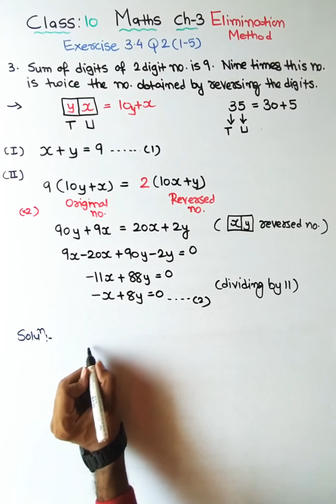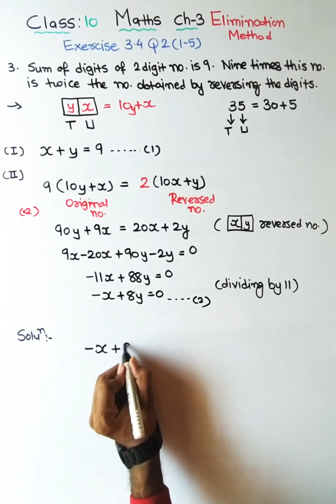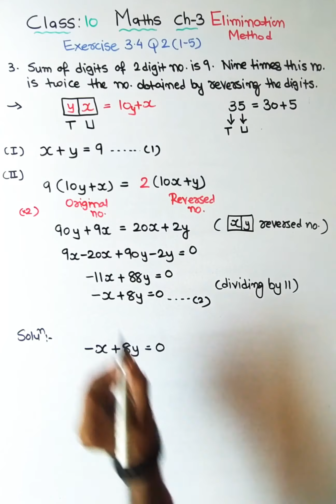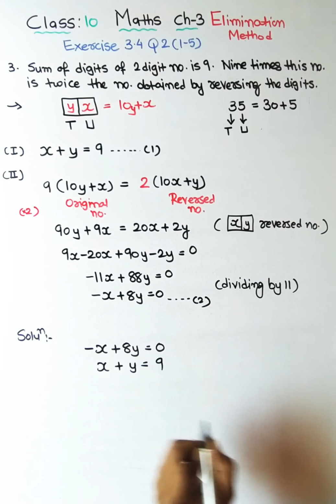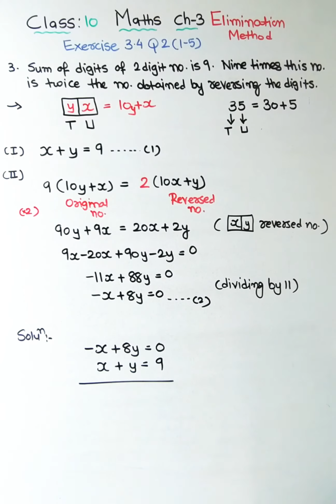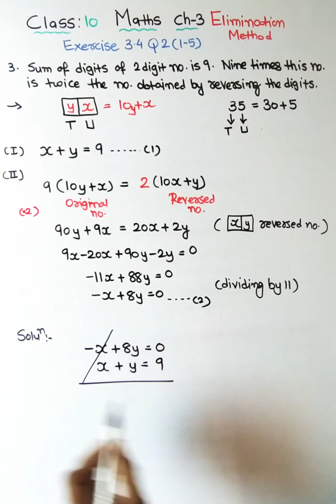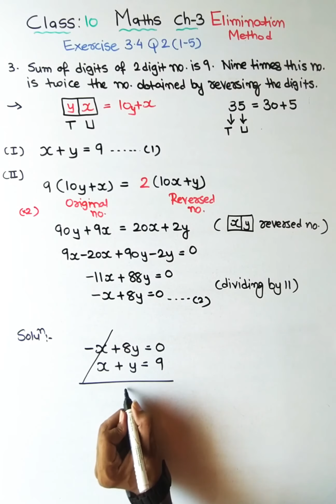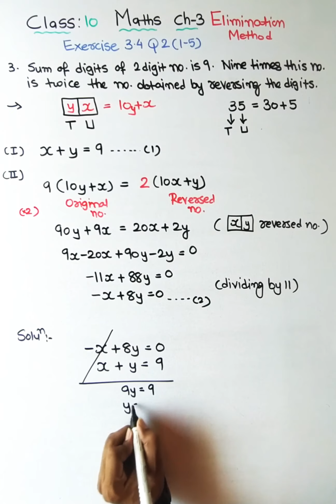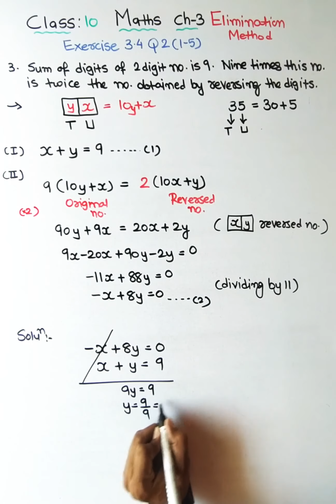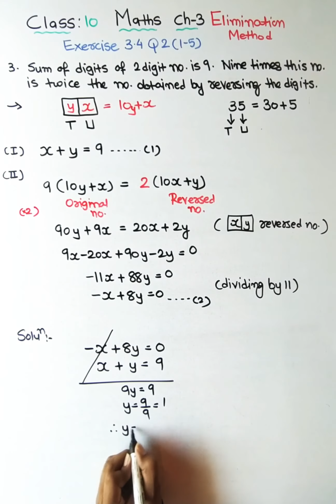Solution by elimination. So we have minus x plus 8y equals 0. Then x plus y equals 9. And that means we don't have to change the sign even. This x is just eliminated. So adding 8y plus y, 9y equals 0 plus 9, 9. y equals 9 by 9. That will be 1. That means y equals 1.